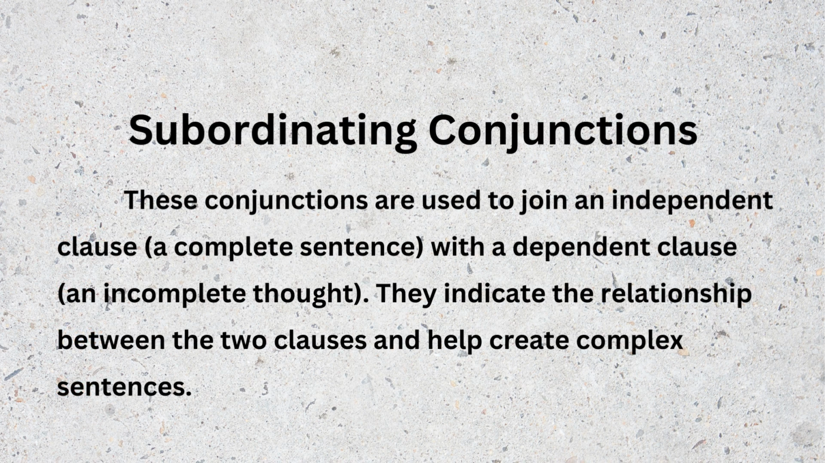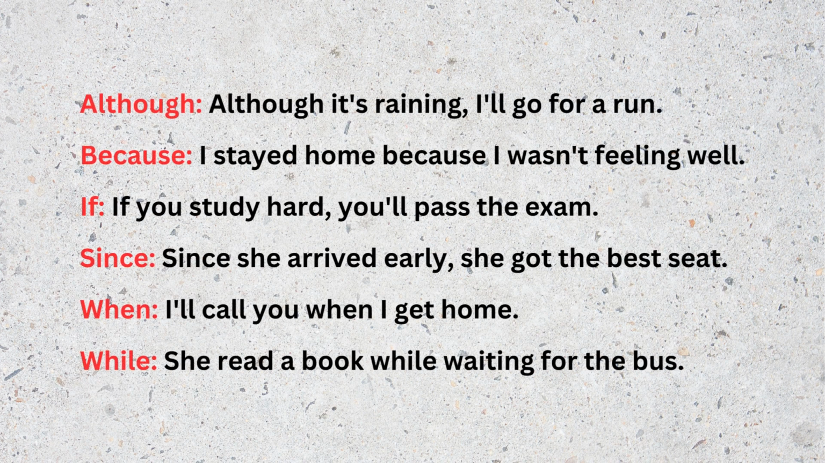Next one is subordinating conjunctions. These conjunctions are used to join an independent clause, a complete sentence, with a dependent clause, an incomplete thought. They indicate the relationship between the two clauses and help create complex sentences. For example, although: Although it's raining, I'll go for a run. Because: I stayed home because I wasn't feeling well.